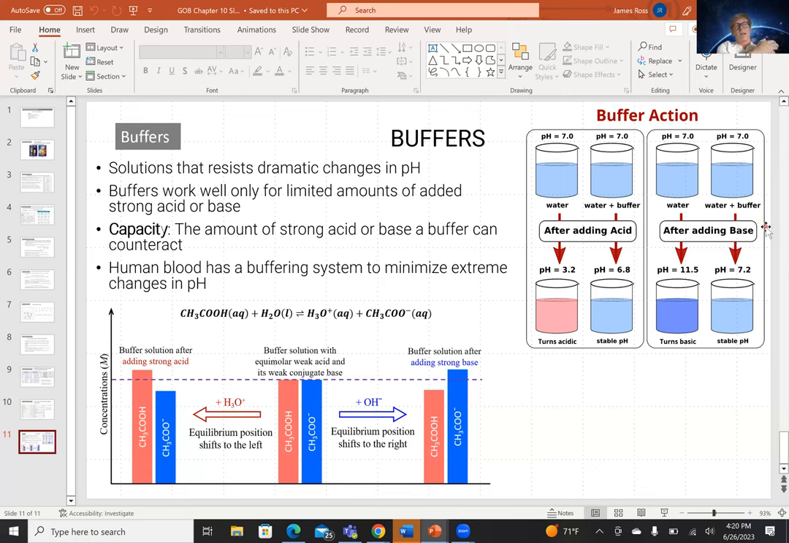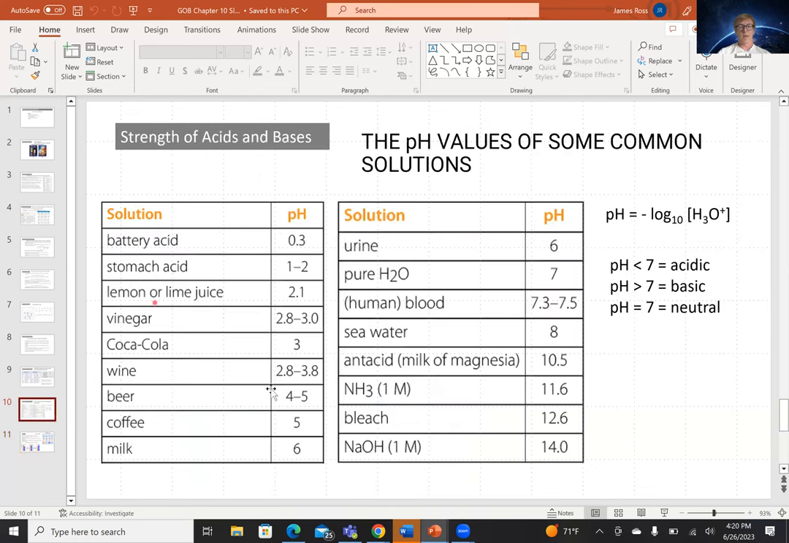It becomes important in GOB to discuss buffers because biological systems are all heavily buffered. Can you imagine eating all the foods that you put in your body? If they were to alter the pH of your blood, you would die. So your body has to rapidly and aggressively buffer anything you eat or drink.